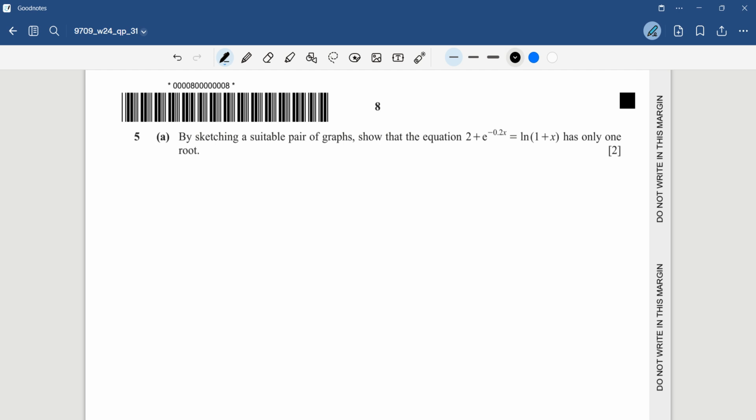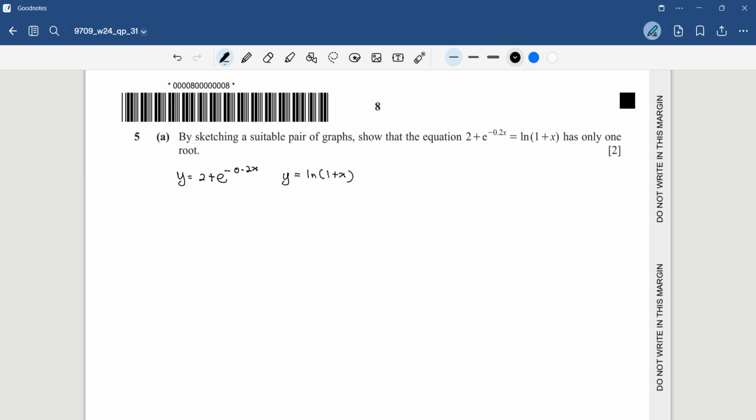By sketching a suitable graph, show that the equation 2 plus e power of negative 0.2x equals ln of 1 plus x has only one root. So here we're going to sketch two different graphs, where the first one is y equals 2 plus e to the negative 0.2x, and another one is y equals ln(1 plus x).